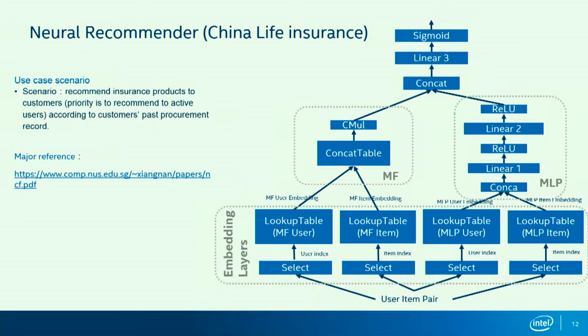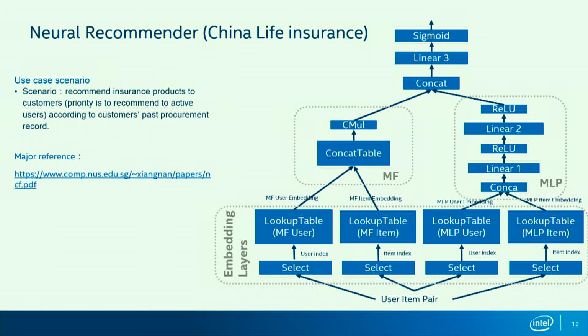Okay, so next is China Life Insurance. It's a neural recommender example. The network is pretty straightforward: for each user and item pair in the training data, we try to extract the embedding for each user and each item, quite similar to other deep learning-based recommendation engines.